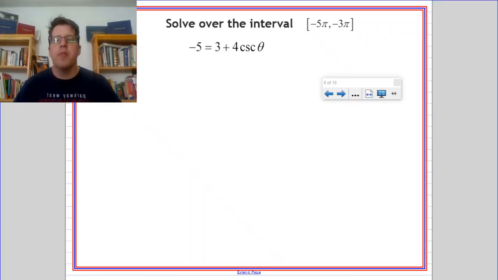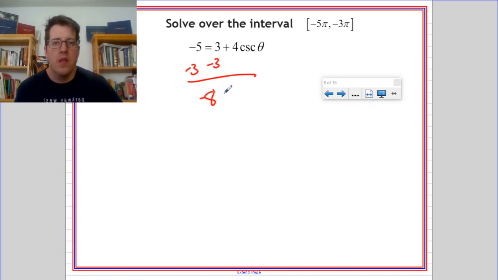Okay, each example is slightly different, but they shouldn't take us that long. The first one asks us to solve over the interval from negative 5 pi to negative 3 pi, so this closed interval. We're going to start the same way we always do. We're going to isolate the variable as best we can. So we're going to subtract 3 from both sides. And we're going to divide by 4.